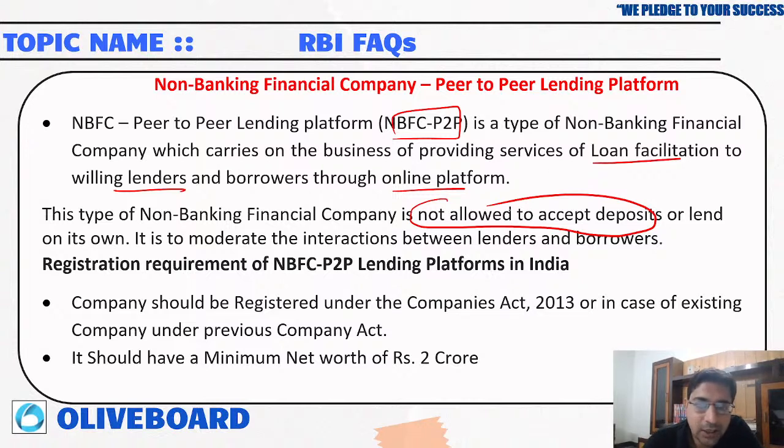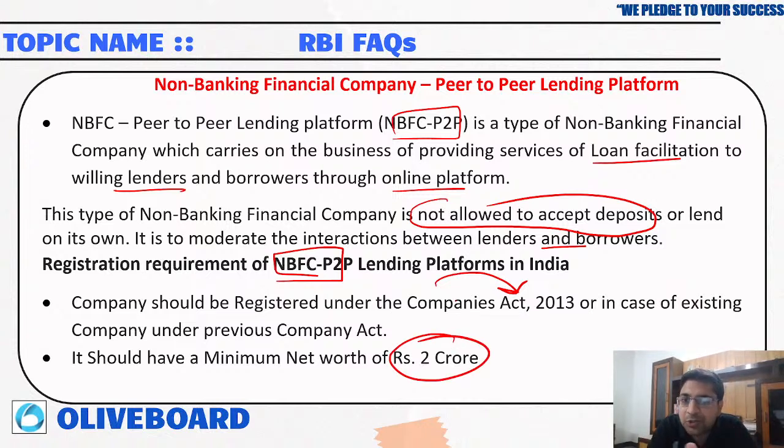It is to moderate the interaction between lenders and borrowers. So registrations are required under that. The company should be registered under the Company Act, and it should have a minimum net worth of 2 crore. These are very small things, like the net worth of the company, under which section it is required, and how much percentage they want to invest. All these things can be asked in your MCQs.